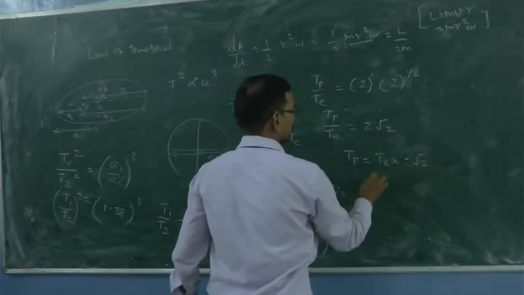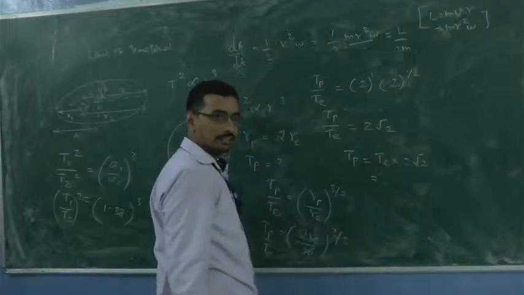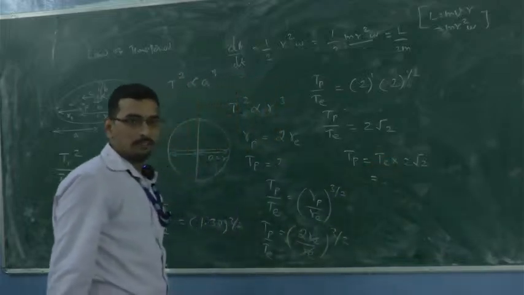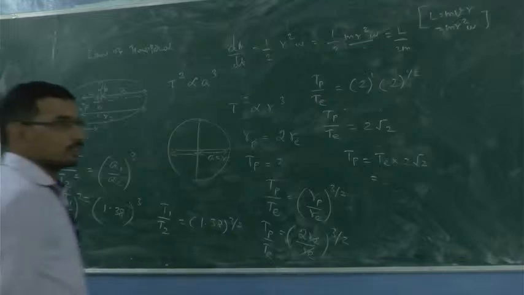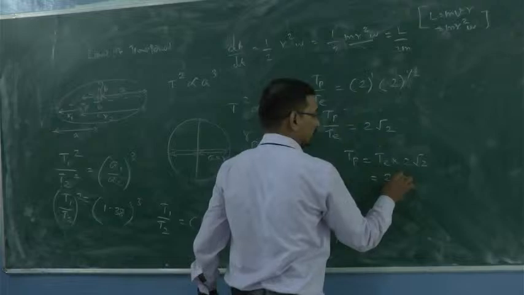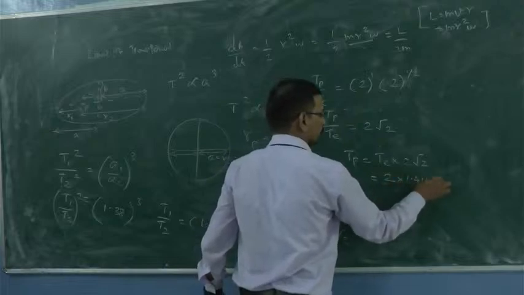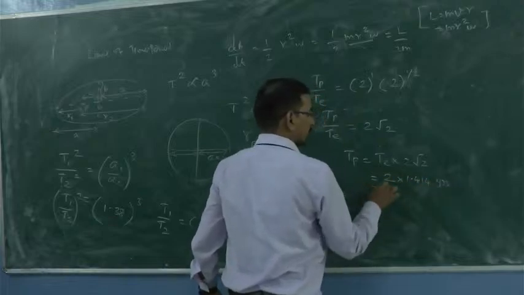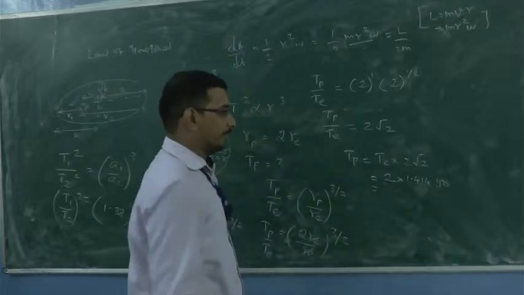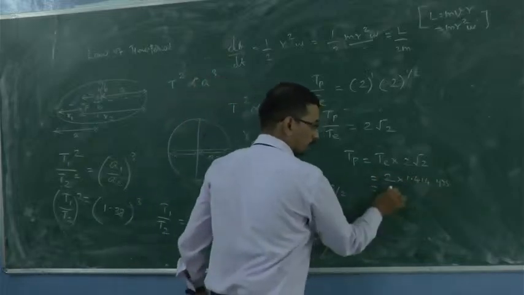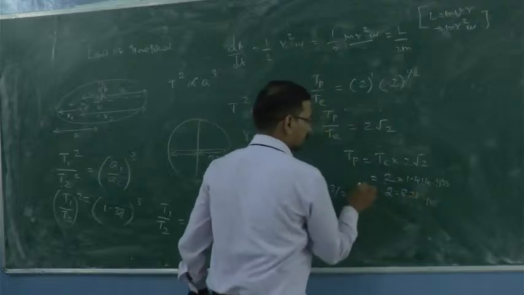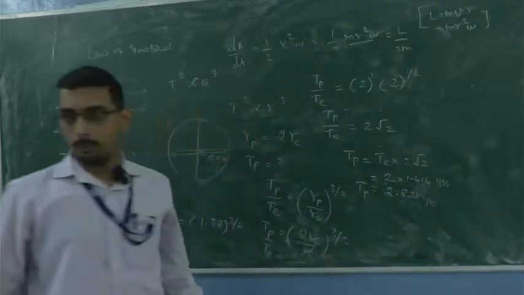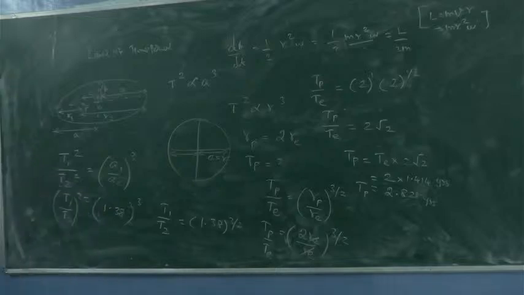What is TE? Time period for Earth. Time period for Earth is given or not? Yes. Okay. So 2 into root 2 is nothing but 2 into 1.414 years, because time period for Earth is nothing but 1 year. 2 into 1.414 is 2.828 years. Is there any options? 2.8 years. Copy the answer.